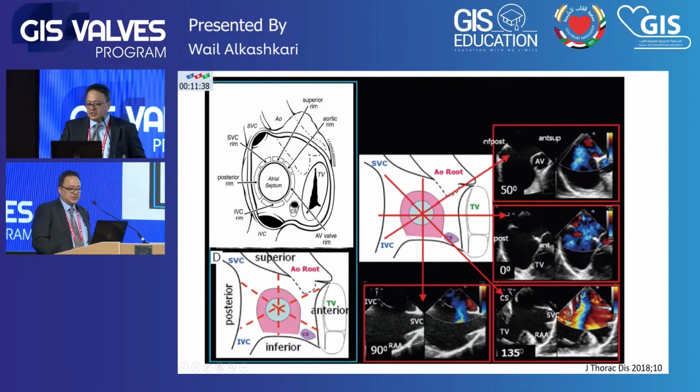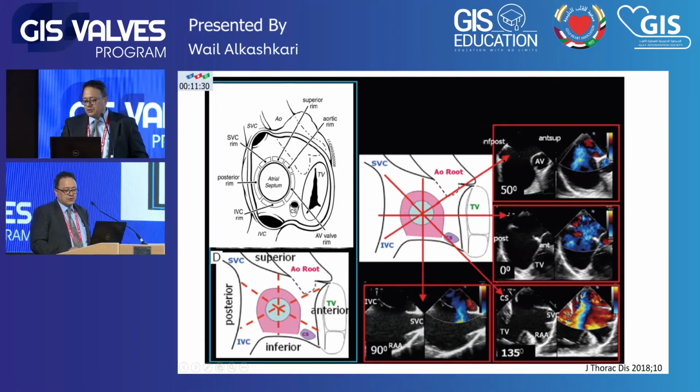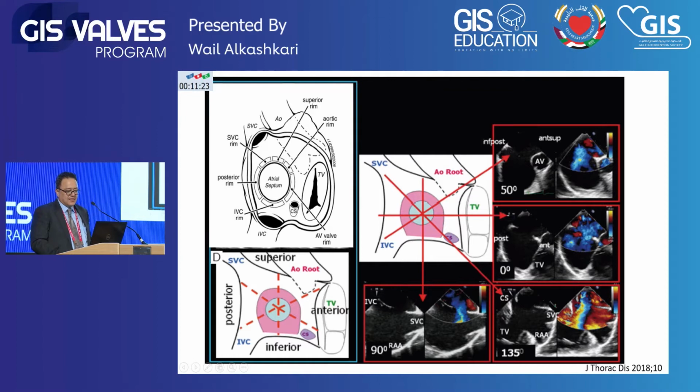So that's the short axis view at 50. You see this is the aorta, this is the aortic rim, deficient here, this is the posterior inferior, and here at zero you see the AV rim, and this is the posterior middle or superior, it's here or there, and this is the bicaval.